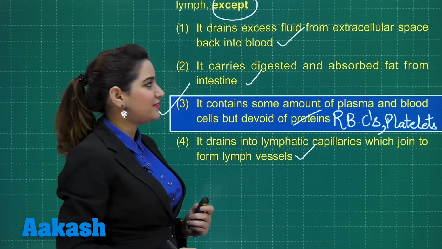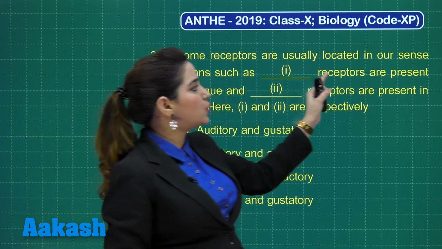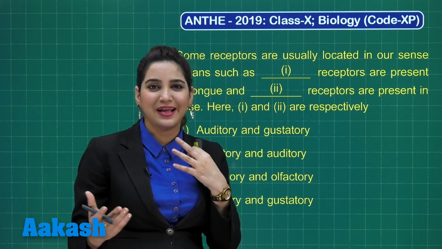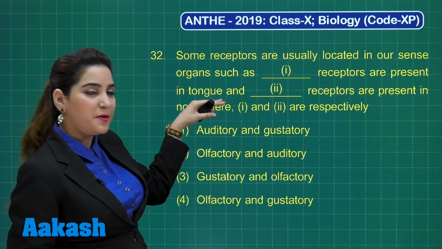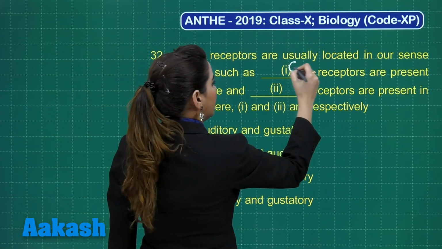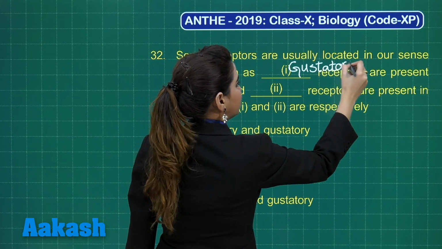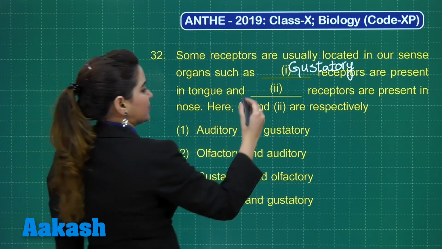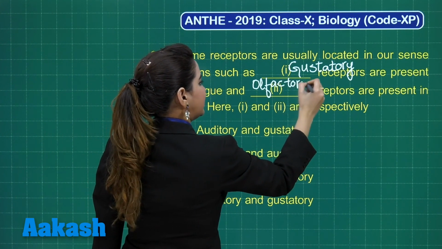Let us go to the next question, which is question number 32. It says, some receptors are usually located in our sense organs. Sense organs like nose, like tongue. So we have blank one here. These receptors are present in tongue. Which are those receptors? Those receptors are known as gustatory receptors. And the receptors that are present in our nose, they are known as olfactory. So it should be olfactory receptors.